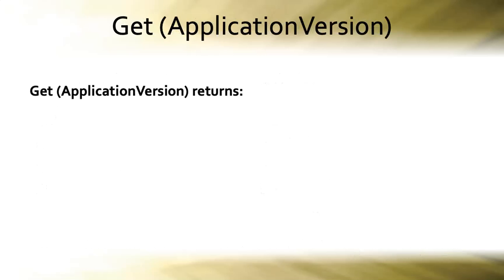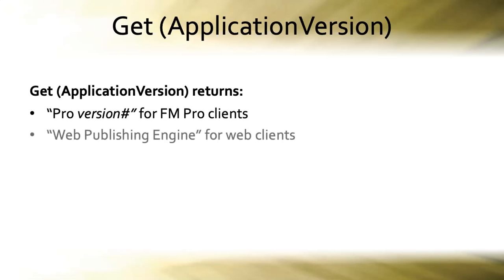Get application version returns text strings that look like this, like I've got in quotes, the word pro and then the version number of the FileMaker Pro version that they're using, like 19.1.2, if they are connecting using FileMaker Pro on the desktop. We'll get the phrase web publishing engine for anybody connecting in via any web client, which includes WebDirect, instant web publishing, and custom web publishing.